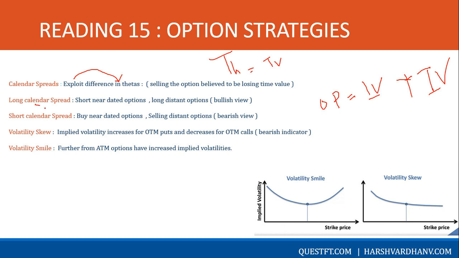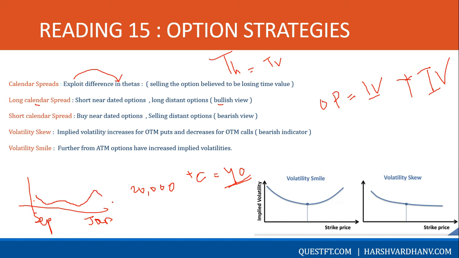So long calendar spread is when I am having a bullish view. So suppose sitting in September, I believe in January the Nifty can reach 20,000. So I bought a 20,000 call option. But it will cost me some money. Yeah, it will cost me say 40 rupees, for example. But I believe that in the near term the market is going to go down, and my belief is by the time it reaches Jan, it will come up.